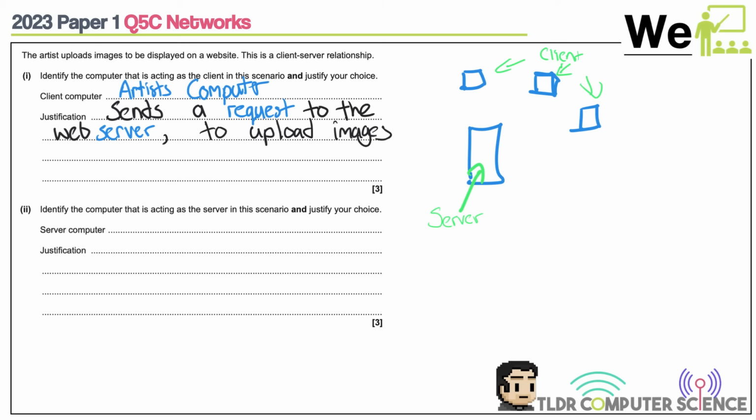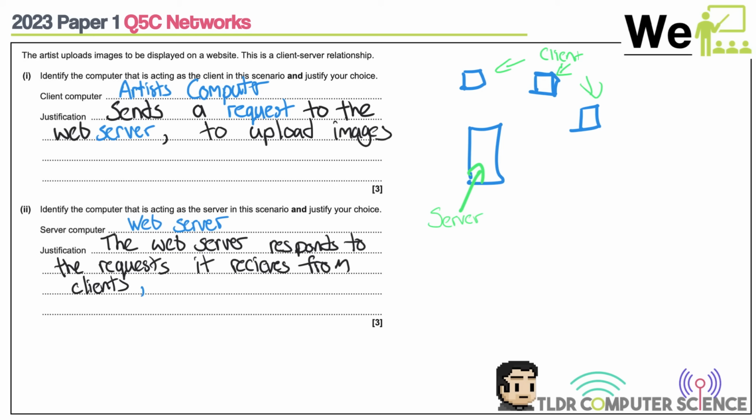Okay, and let's look at the other side of it. We also need to identify the computer that is acting as the server in this scenario and justify your choice. Well, in this case, the clue is kind of in the name. You're uploading to a website. What is the name of the device that is holding all that data? As we referred to earlier, it is a web server. While a client makes requests, a server receives the request and then responds to it, so it serves the client. In this case, what are the requests? Well, it's going to be storing the images.